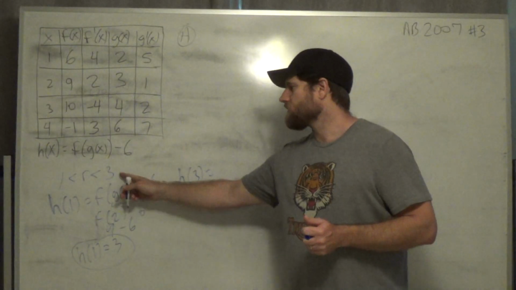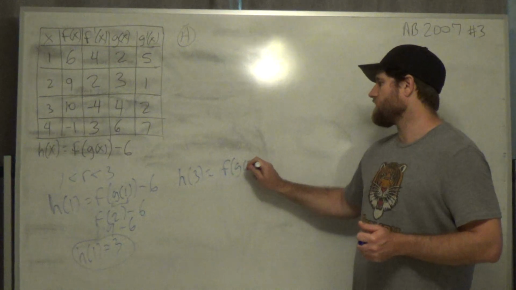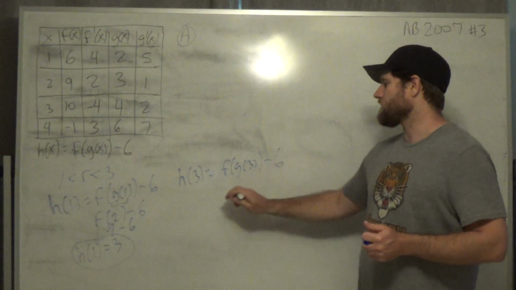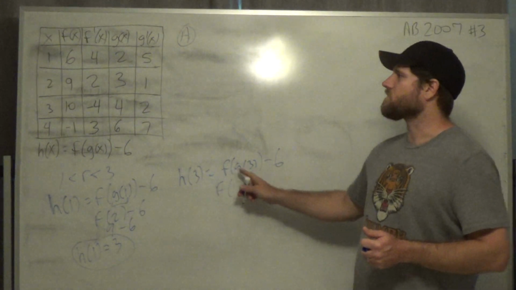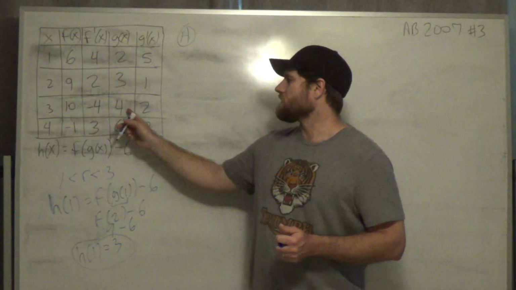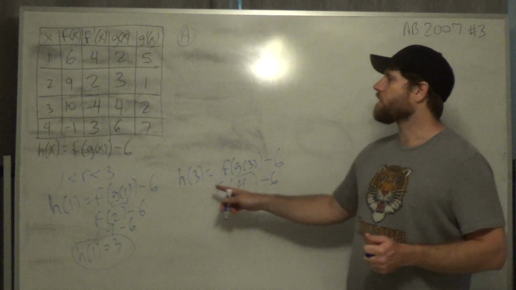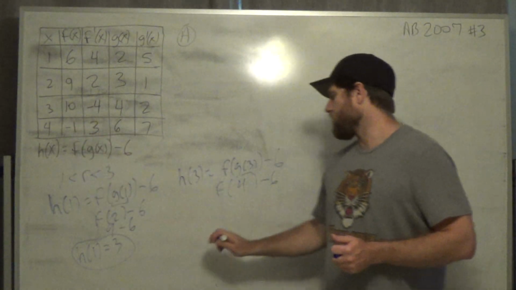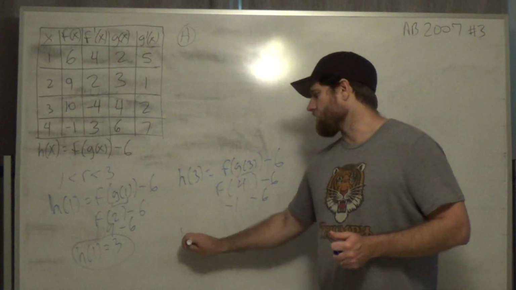Yeah, no problem. The next one is h of 3. So we're going to plug a 3 here. So h of g of 3 minus 6. So if we look up g of 3, g of 3 is 4. F of 4, if we look up f of 4, that's -1. And we get -7.